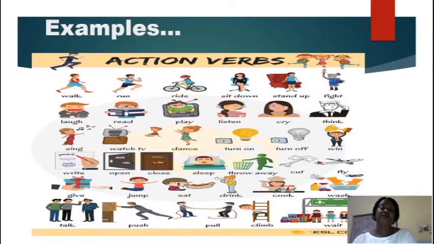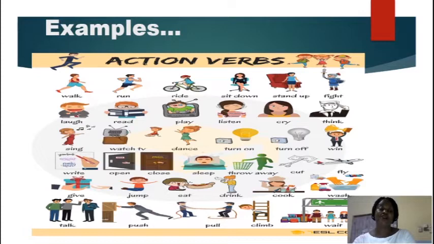Examples. Now, static verbs and action verbs. Let's look at some of the examples. The first one is action verbs. From the diagram, we could notice some verbs, and I'm sure you're familiar with these verbs.